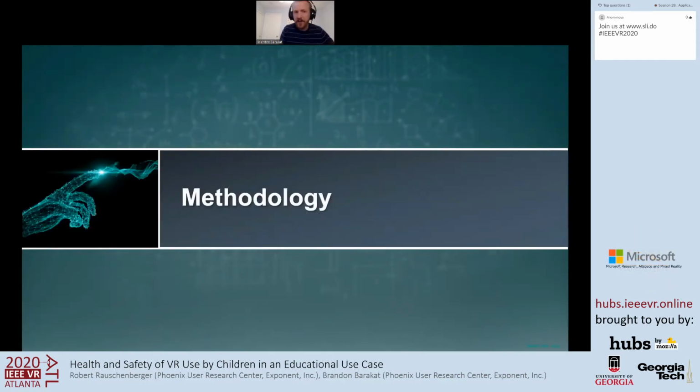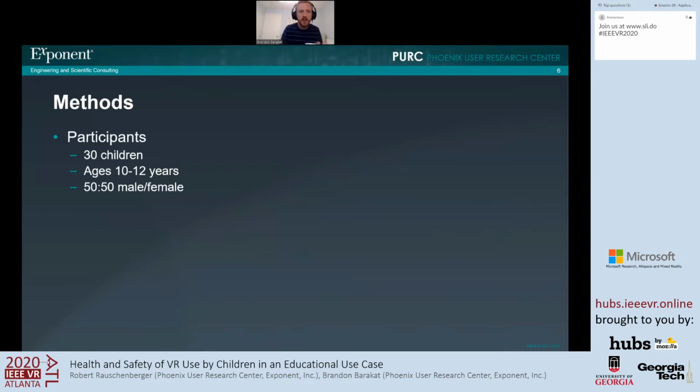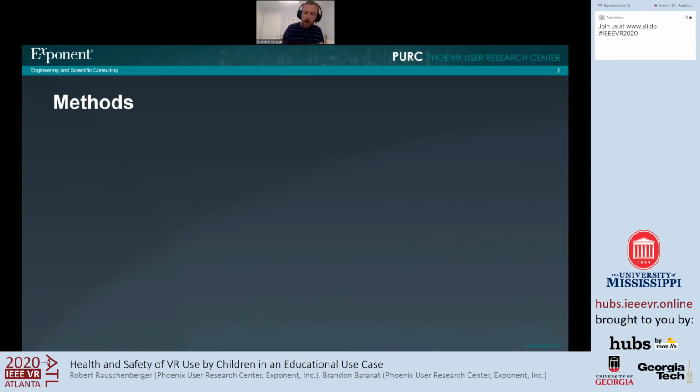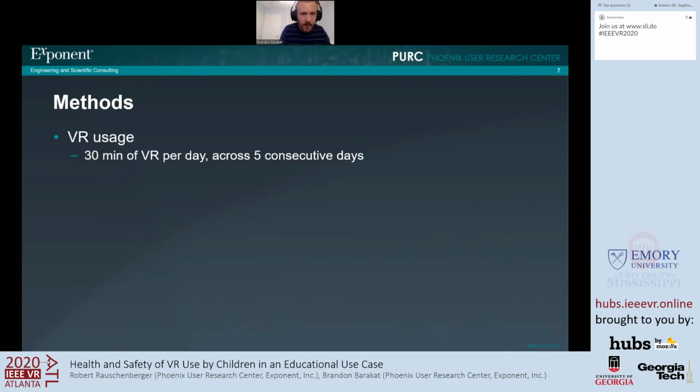A little bit about our methods. We had 30 kids in the study, ages 10 to 12. There was an equal distribution of males and females. For VR usage, they each used VR for 30 minutes per day across 5 days in a row. This was intended to simulate a potential educational use case scenario wherein you might expect a teacher to have, say, a particular project where kids are using VR across multiple days, seeing different things.